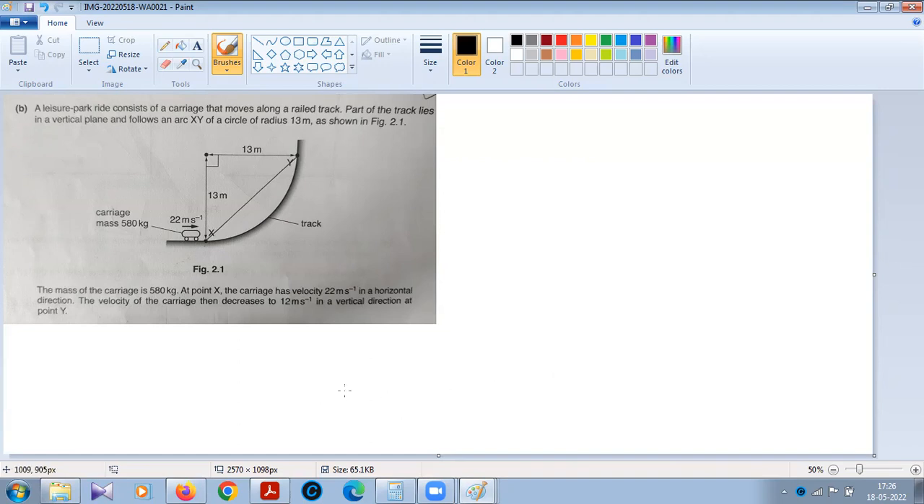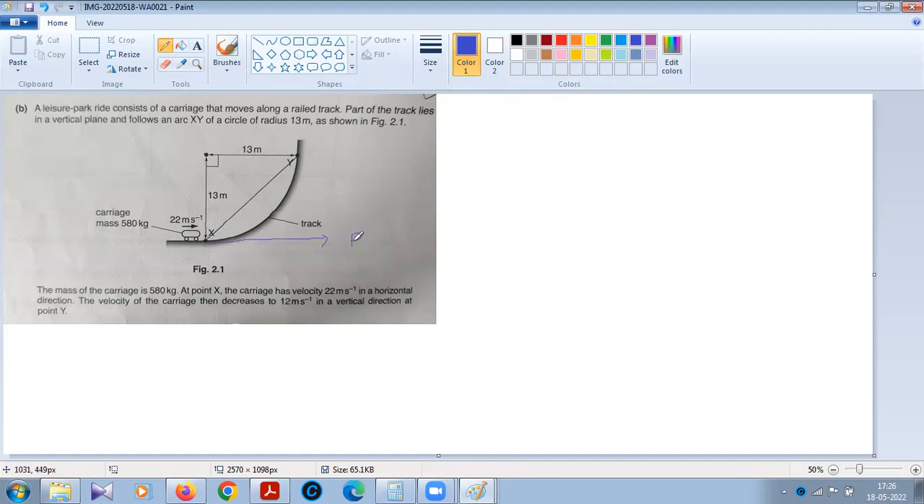So this question is: a leisure park ride consists of a carriage that moves along a rail track. Part of the track lies in a vertical plane and follows an arc of a circle of radius 13 meters. The mass of the carriage is given. At point X, the carriage has a velocity of 22 meters per second in a horizontal direction. The velocity of the carriage then reaches 12 meters per second in a vertical direction at point Y. So initially the velocity is along this direction. So this is the velocity.